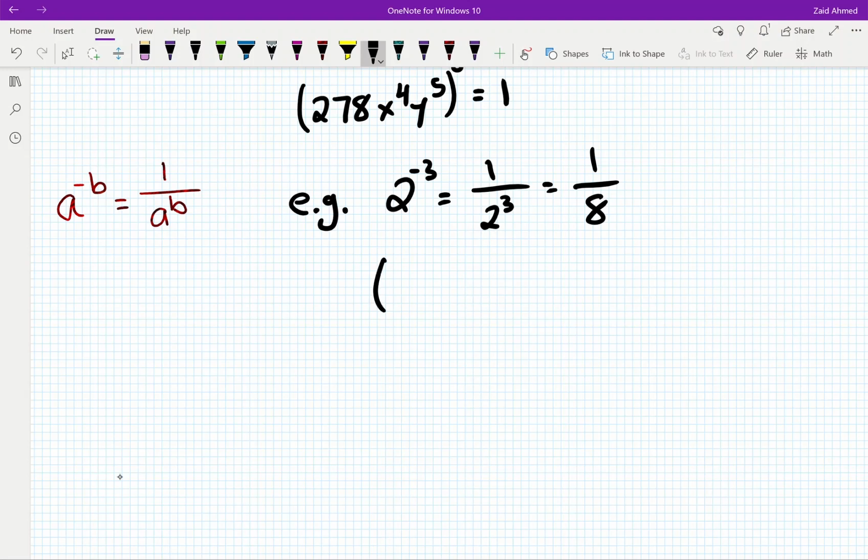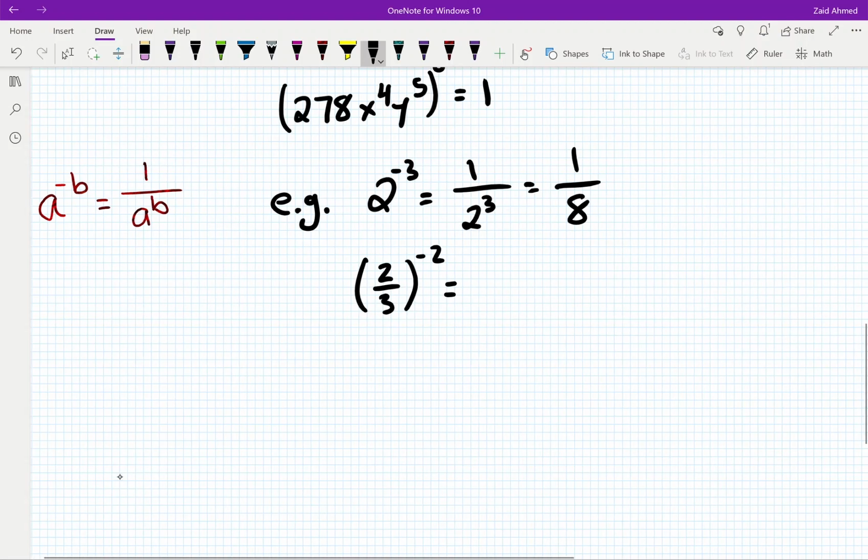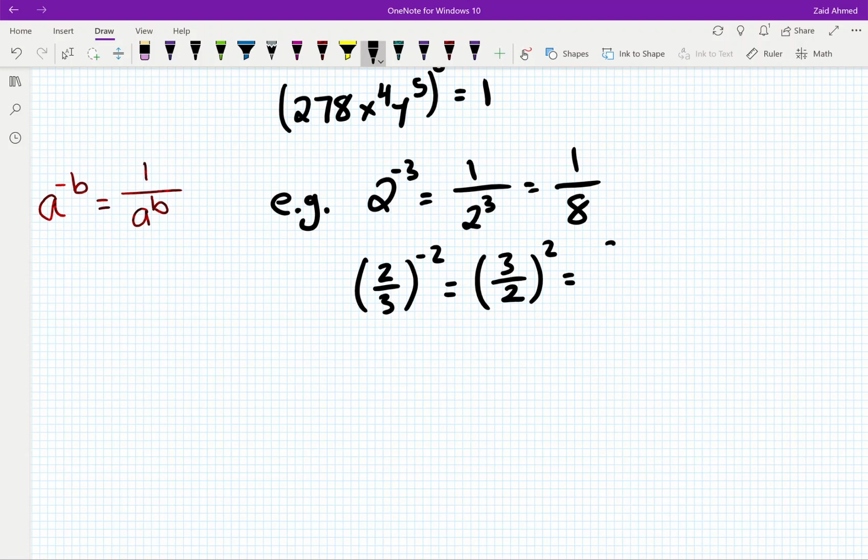Similarly, if I had 2 over 3 to the power of negative 2, the first thing that I want to do is switch the numerator and denominator. That will get rid of the negative. So it would look like 3 over 2 to the power of 2. And then I would apply the power rule, which is 3 to the power of 2 over 2 to the power of 2, and then just evaluate it.